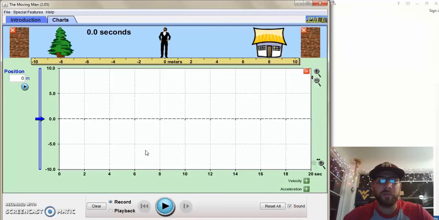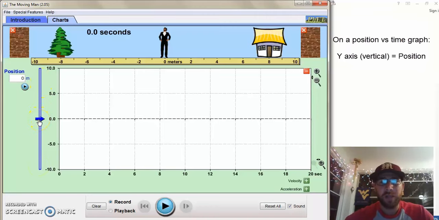A position versus time graph is used to show an object's position as time is moving on. On the y-axis, we have the position. The y-axis is the axis of the graph that is vertical. It goes up and down. So in a position versus time graph, the y-axis represents position. Therefore, the x-axis, the axis that runs horizontal from left to right, is representing our time. So this graph is going to show moving man's position at specific times.